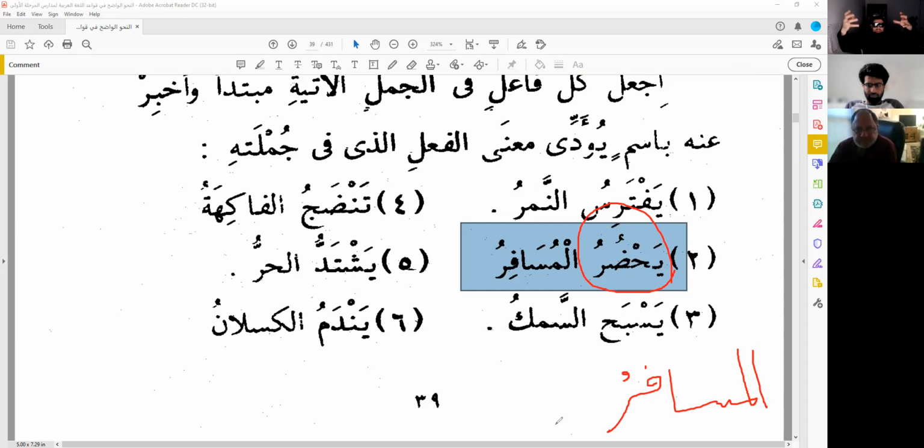Yahduru al-musafiru. The musafir is attending or coming. Okay, so we want to make yahduru an ism and make it a khabar for al-musafiru. So how will that become? We're going to say what? Al-musafiru حاضر. تمام. حاضر. المسافر حاضر. The traveler is coming or is present. ماشي? So that's how we made mubtada khabar based on the فعل. Is that clear?